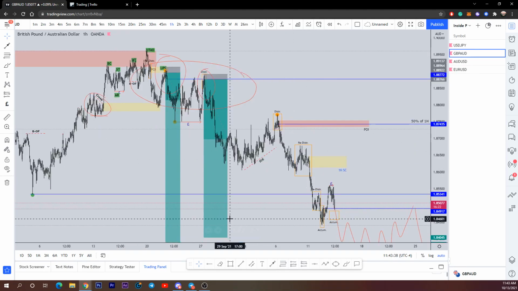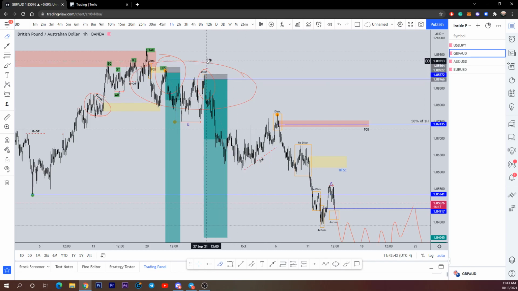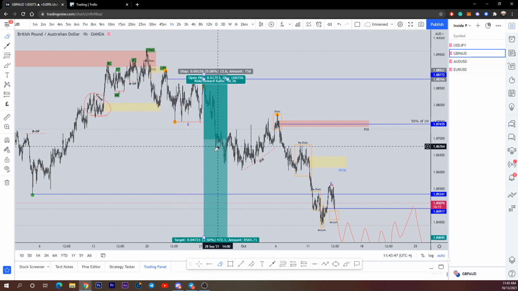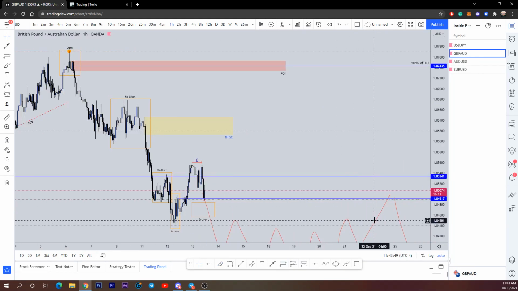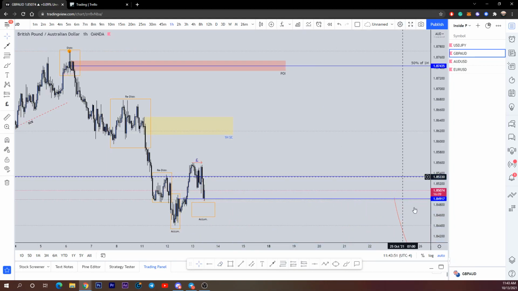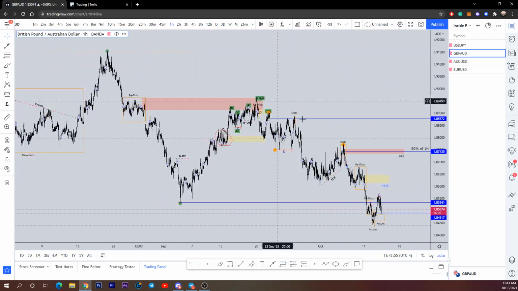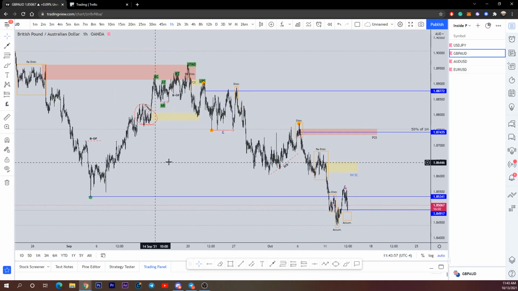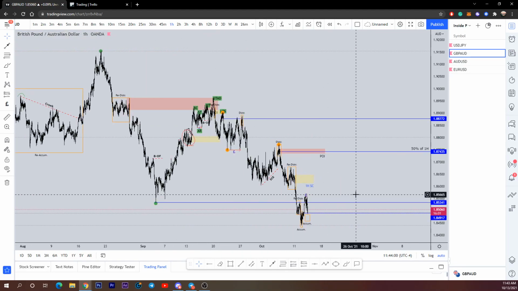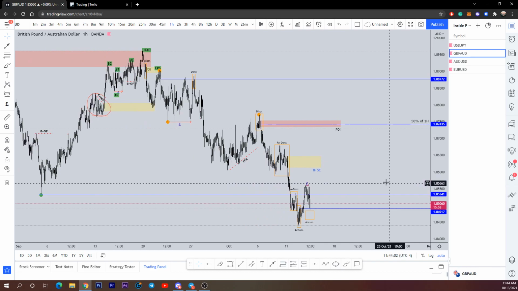Okay, and I'm going to delete these real quick. And I'm going to show you guys a current example right now, of how you could play this. Okay, so boom, right? We're bearish. The market is bearish right now.